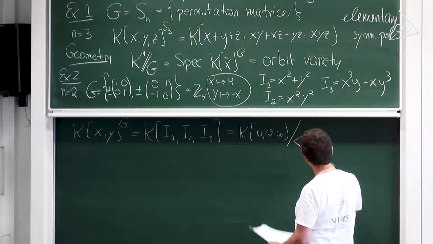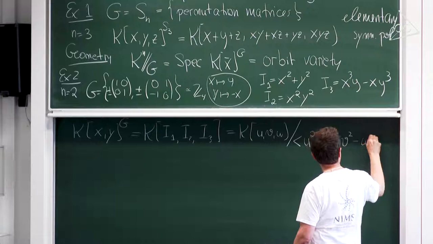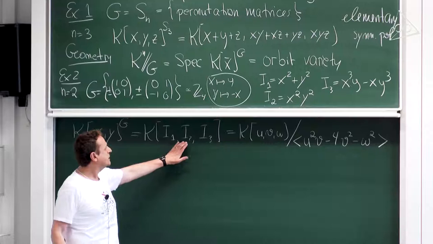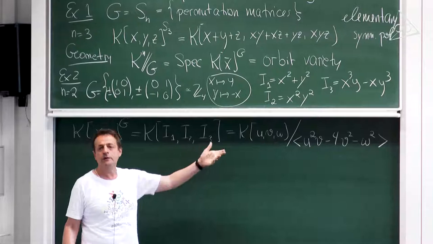And there's one, right? There's the principal prime ideal generated by u squared v minus 4v squared minus w squared. So if you take this quantity squared times that, it's the sum of 4 times this squared plus that squared, and that generates the relation. So from the geometric point of view, what have we done?